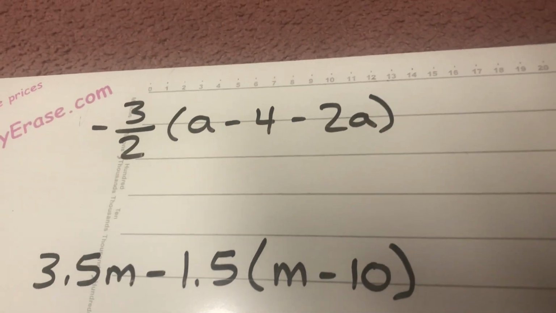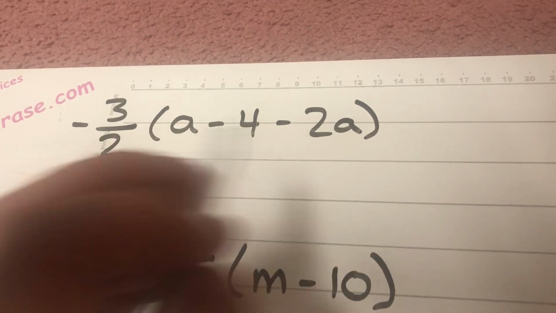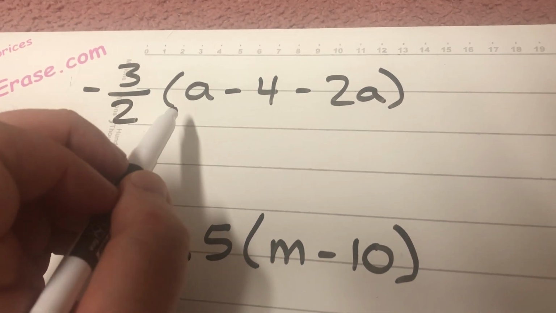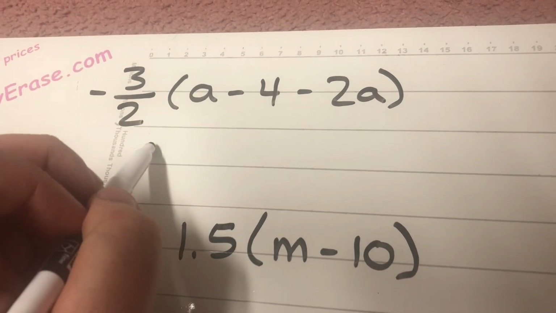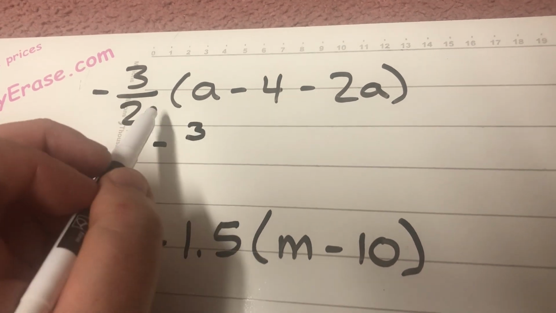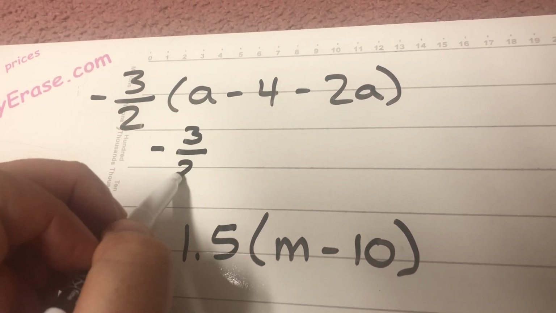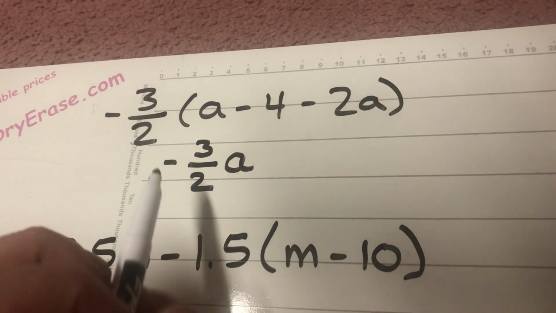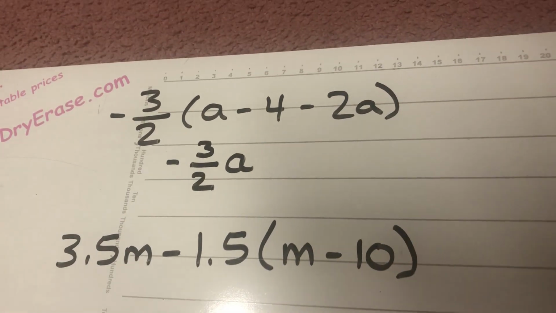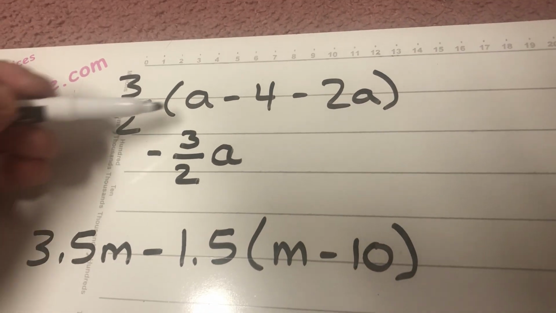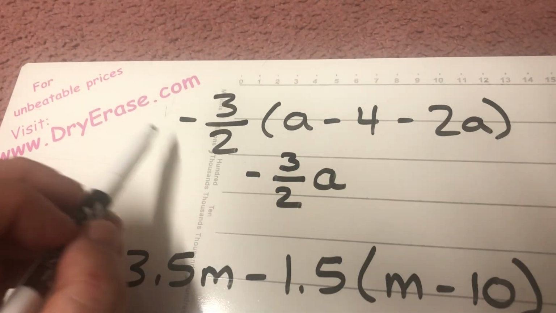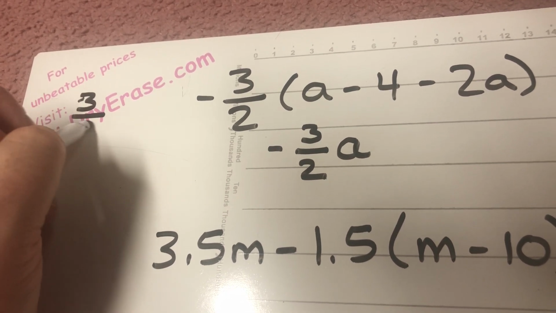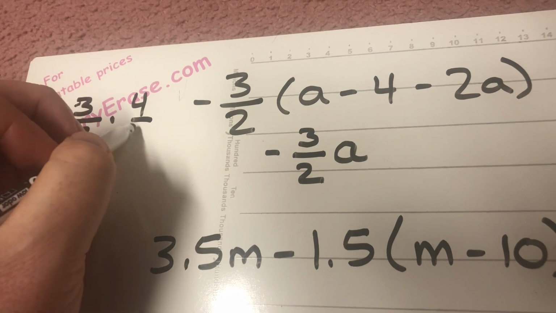Negative 3 over 2 being multiplied by a minus 4 minus 2a. Well, this is negative 3 over 2 times a. There's a 1 there. So a negative times a positive is still going to be a negative, and negative 3 over 2 times 1 is still just going to be negative 3 over 2, because anytime I multiply something by 1, it equals the other number. The a just becomes part of it. Negative 3 over 2 times a negative 4. It's a negative times a negative, so I need to understand that's going to be a positive. So it's going to be 3 over 2 times 4 over 1.